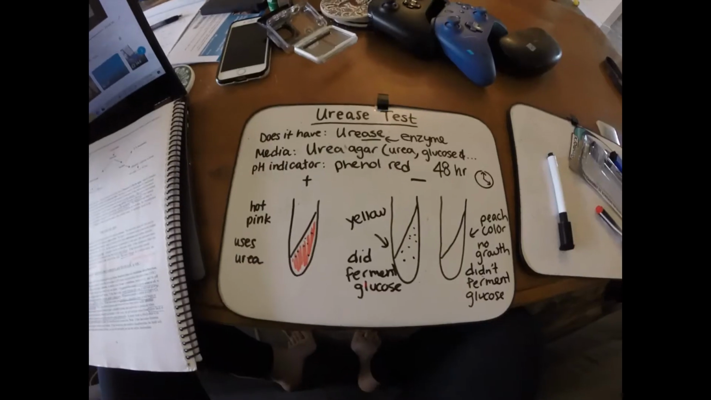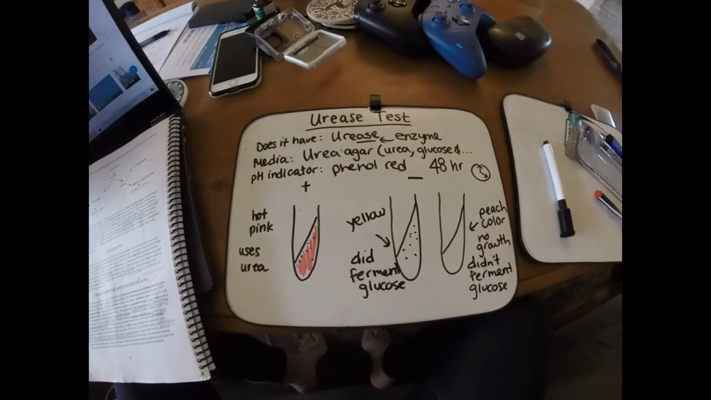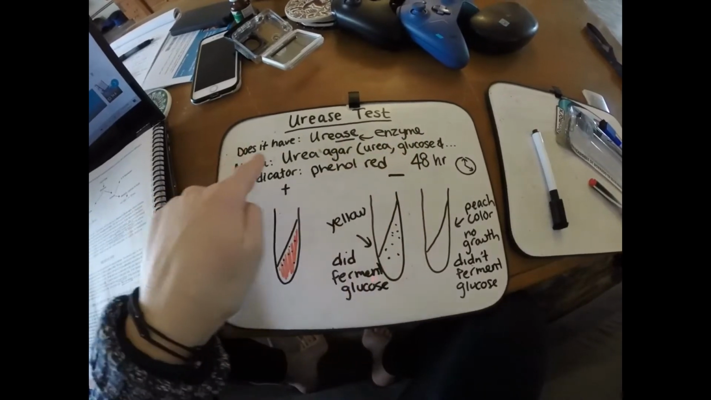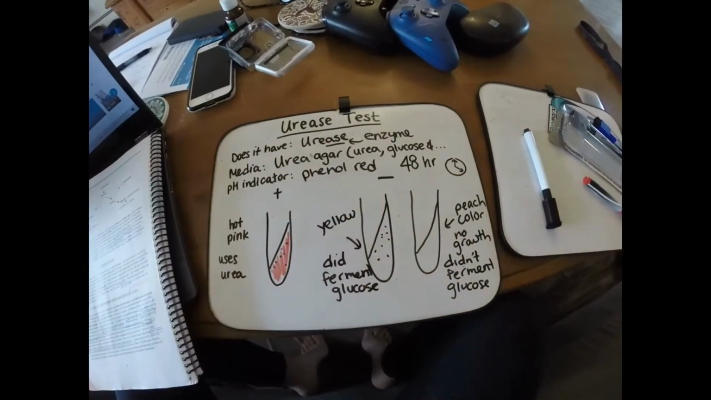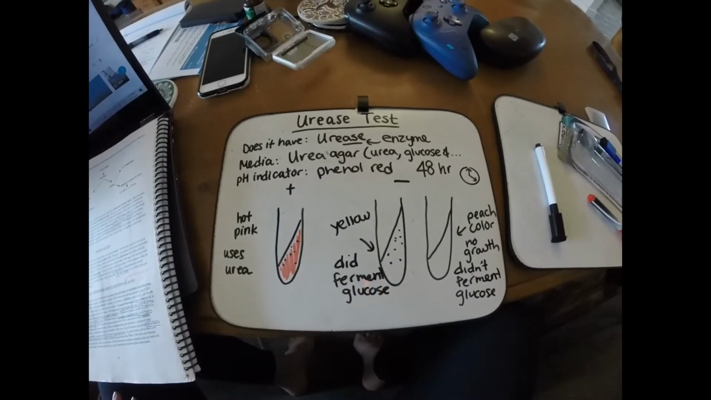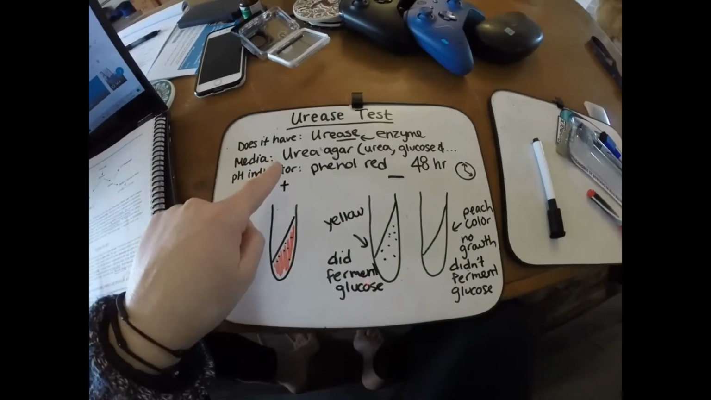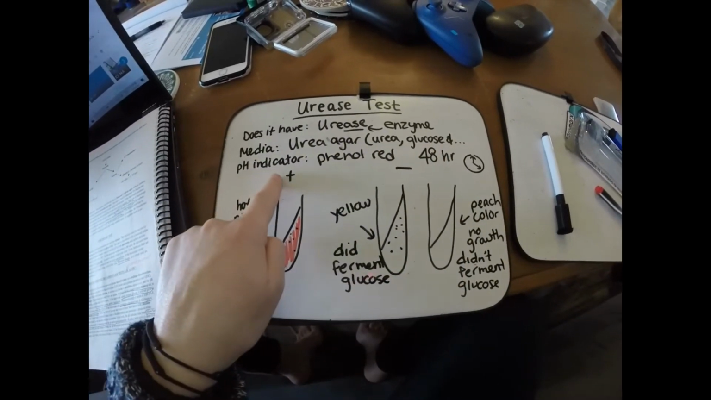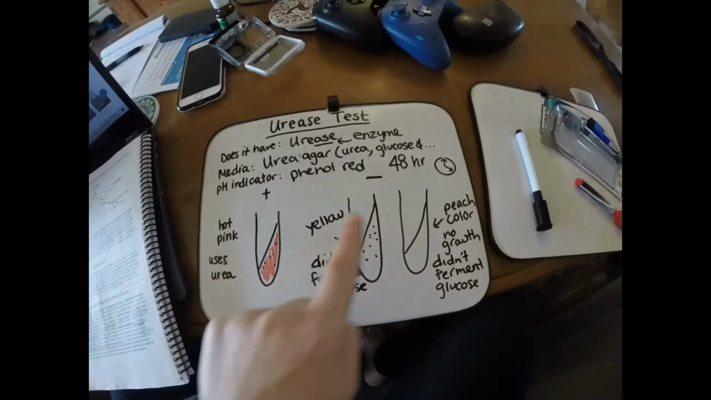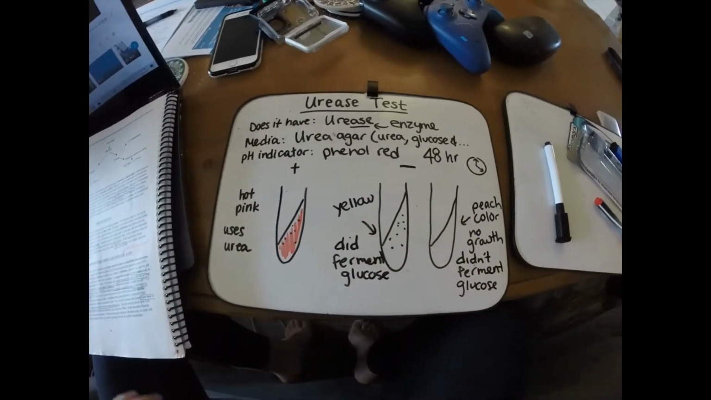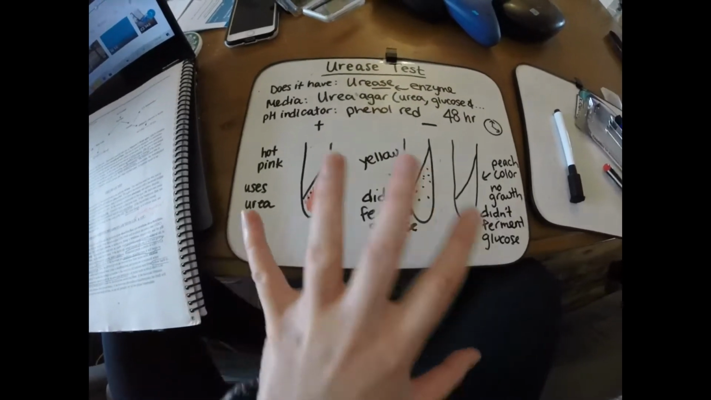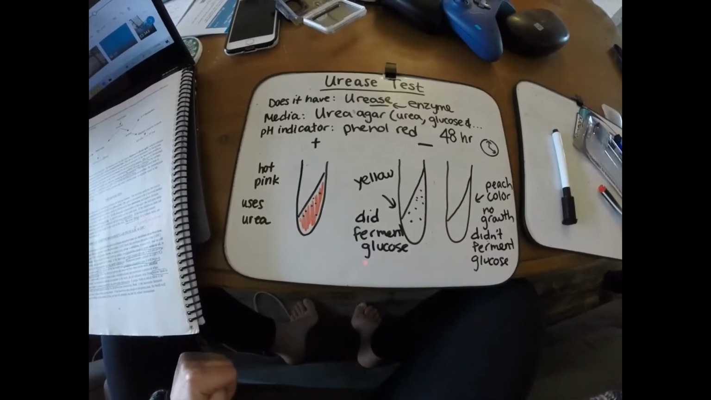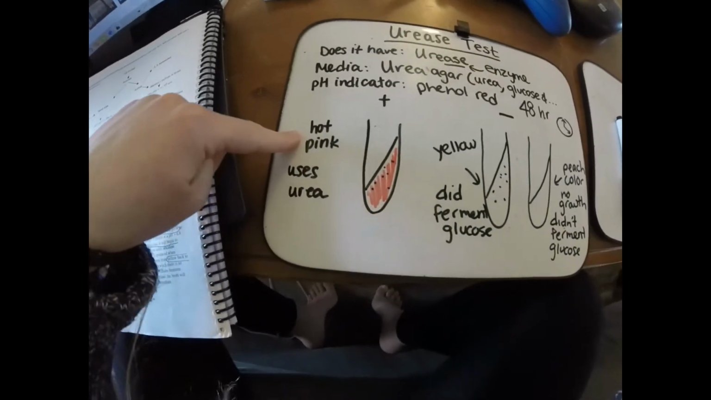So, all right, here's our urease test. As you can see again, there's the ase ending, the enzyme, right? We're looking for, does it have this particular enzyme here? The way that we do that is we grow it on a particular type of media called urea agar. This contains urea, glucose, and a pH indicator of phenol red. And this is a 48-hour test. These appear on a slant, and the slant starts off as this peachy color. So a positive result is when it turns hot pink.